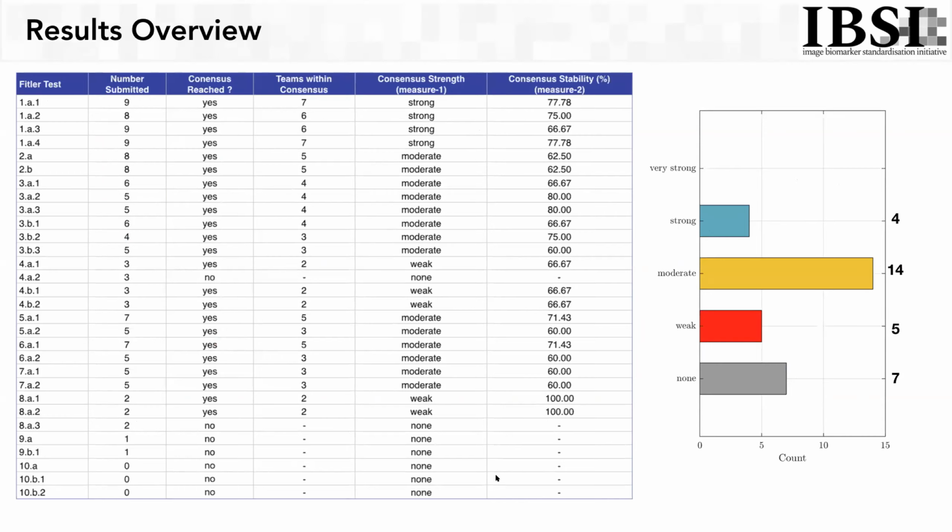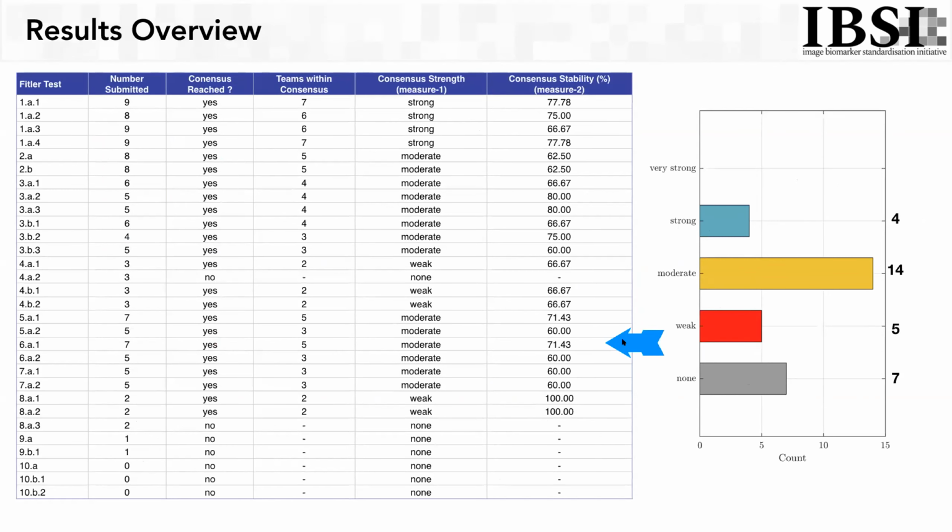So in the case of none, this is where either 0, 1, or 2 teams have submitted, and when I try to iterate towards a consensus, I find that there's none at all. So these are all definitely room for improvement here.